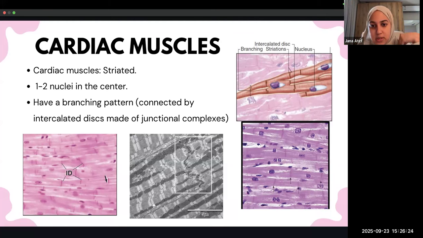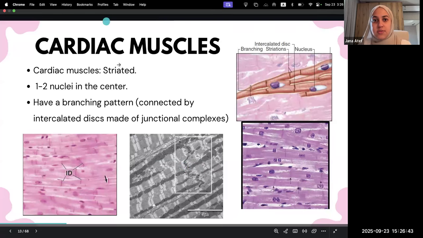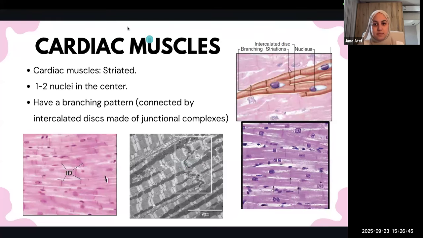What are the intercalated discs made of? They're made of junctional complexes, okay? I think it was another lecture that you have that. There are different types like desmosomes and junctional complexes. This is what they're made of, okay? Like I said, think about it as a door. These kinds of junctions and desmosomes, they're the doors. So that's why they're so big, because they're their own structures. Okay, you got it?